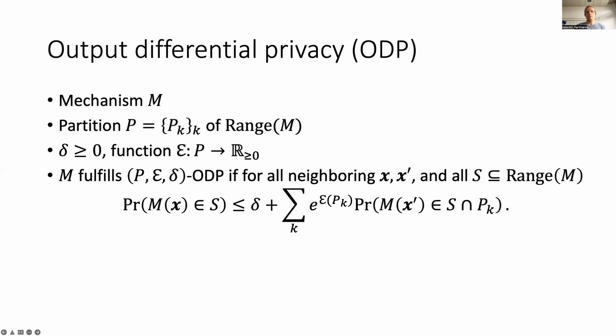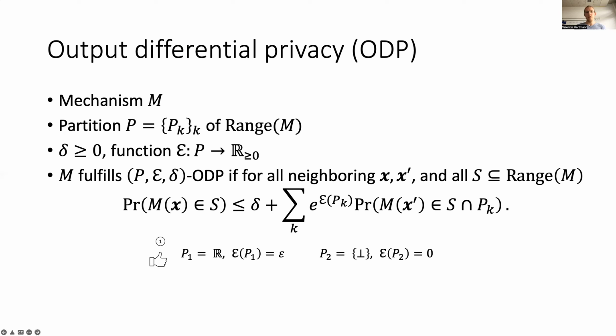We then say that M fulfills P E delta output differential privacy if for all neighboring databases and for all output sets S, an inequality similar to that of standard DP holds. The difference is that instead of multiplying the probability on the right-hand side with e to the epsilon for some global epsilon, we split the probability up by intersecting S with the different sets in the partition P and multiply each probability by e to the corresponding epsilon.